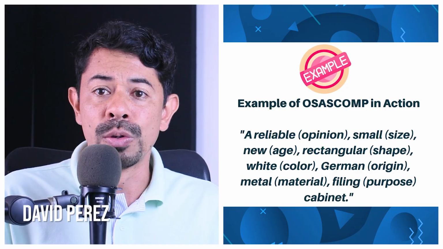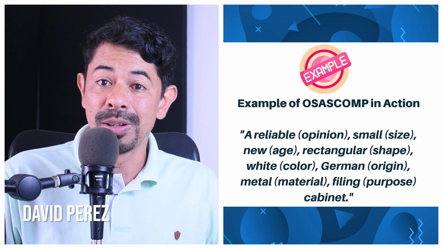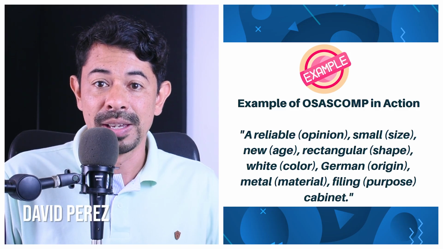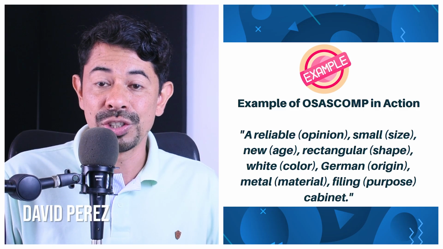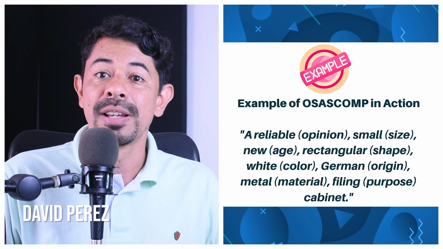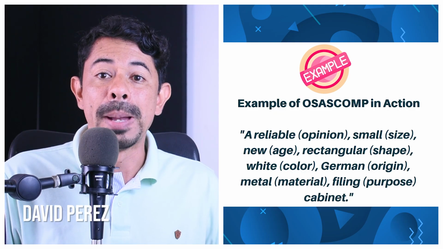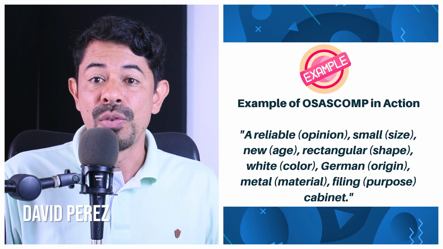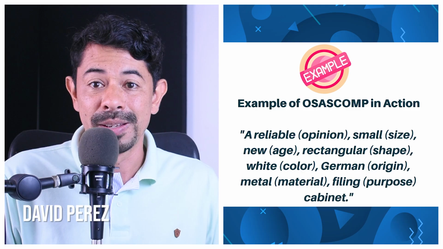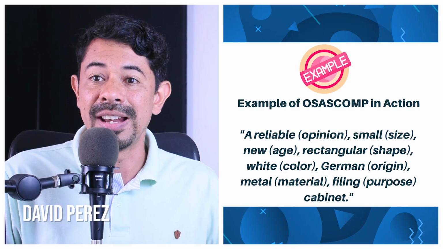How does OSASCOMP work here? Let's see that. A reliable. Reliable is an opinion. A reliable, small, that's the size. New, that's the age. Rectangular, that's the shape. White, that's the color. German, that's the origin. Metal, that's the material. Filing, that is the purpose. And then we have the noun, cabinet. A reliable, small, new, rectangular, white, German, metal, filing cabinet.